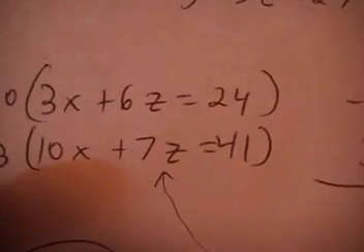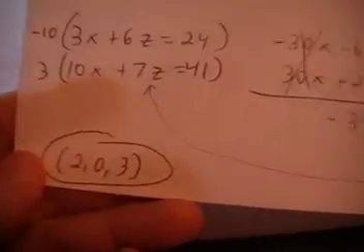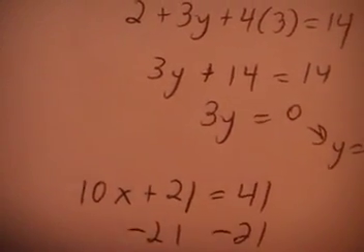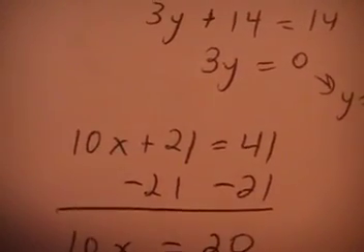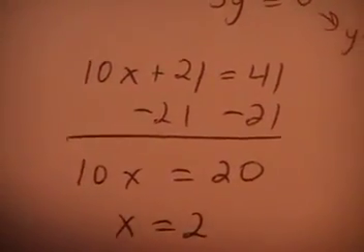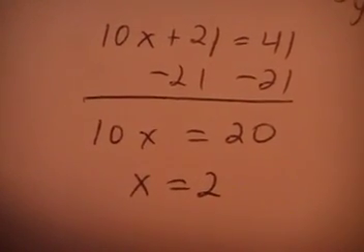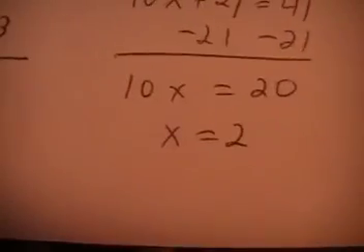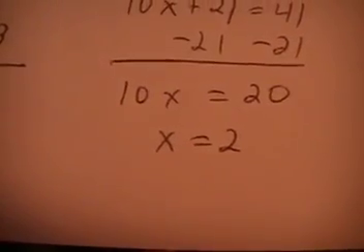So you'll get 10x plus 21 equals 41. Minus 21 is 20. Divide by 10, x equals 2. So now we know z equals 3 and x equals 2. Still don't know what y is.